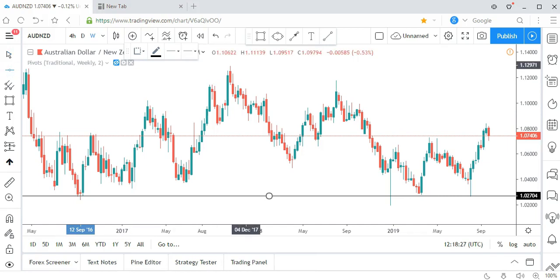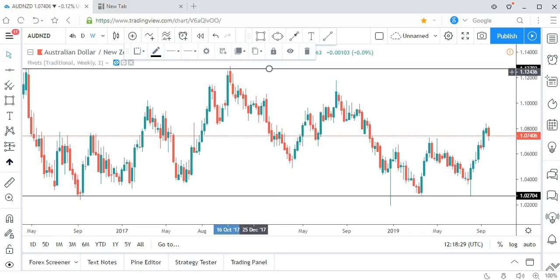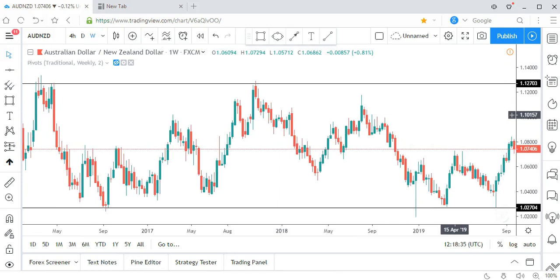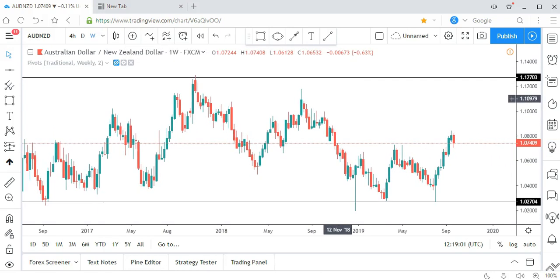Then we pick the extreme highs, which is here. As you can see, price rejected here. There's another rejection here. So those are our key levels. Where else can we pick? So those are our two key levels on this chart.